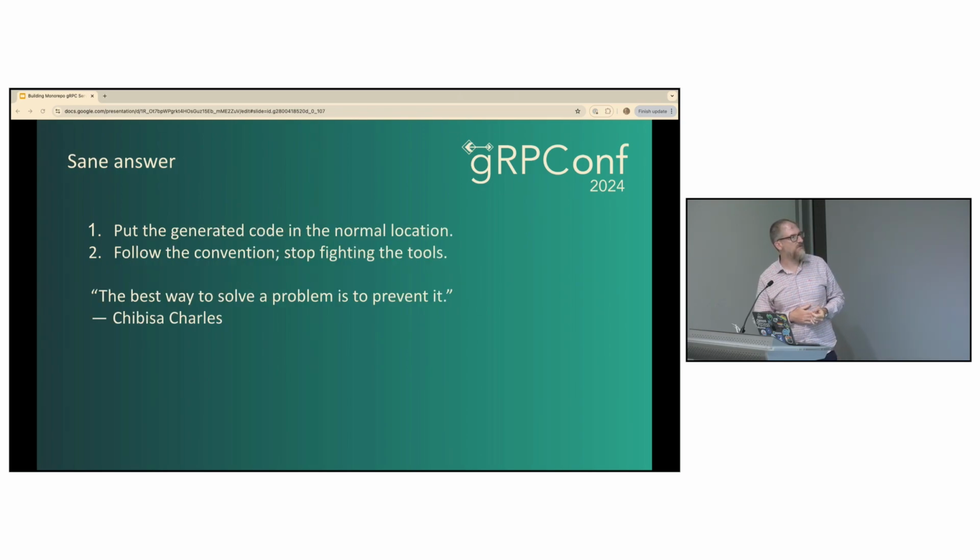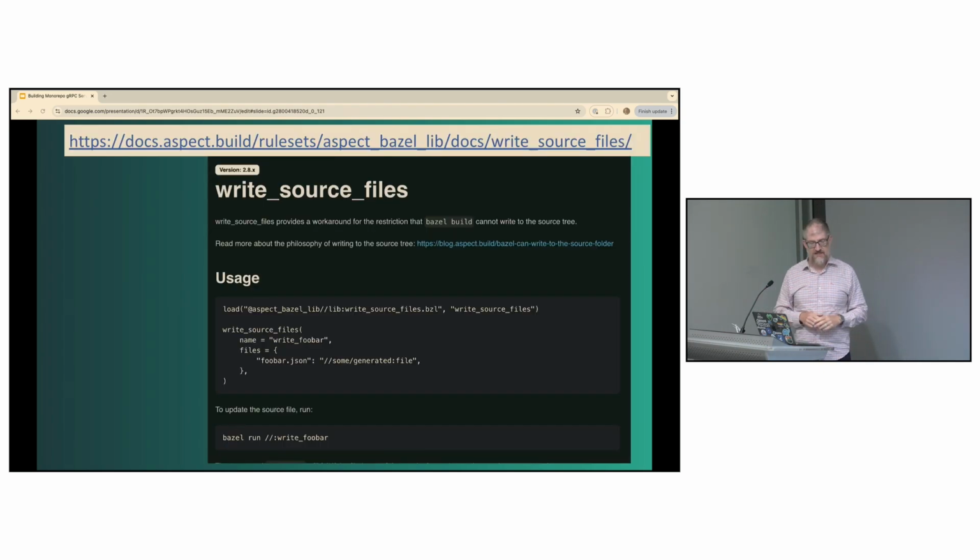I like this quote, except I like the way I say it better, so just forget this. Alex Eagle says, "The best way to solve a problem is stop having that problem." And in this case, it's pretty obvious what that means. Put the generated code in the location that everybody else thought that it belongs, and if you follow that convention, then you can stop fighting with the tools. That sounds easy. It's not. It is slightly more nuanced than that because Bazel refuses to write to the source directory. We have written a convenient helper for this called write source files. The pattern here essentially is that it generates a pair of a test that says the generated code that the plugin from Proto-C is producing matches what's in my source tree.